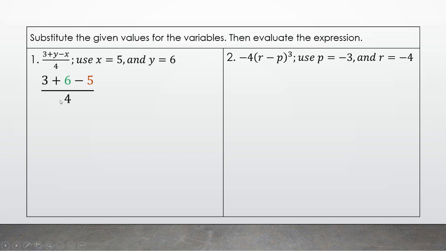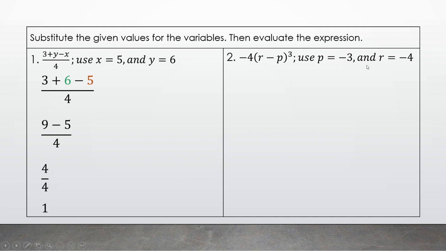And then the fraction bar is a grouping symbol, so we'll add everything in the numerator. 3 plus 6 gives us 9. 9 minus 5 gives us 4. And then lastly, the fraction bar also means divide. 4 divided by 4 equals 1.